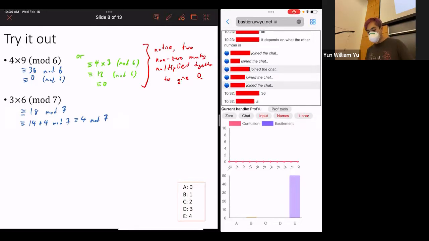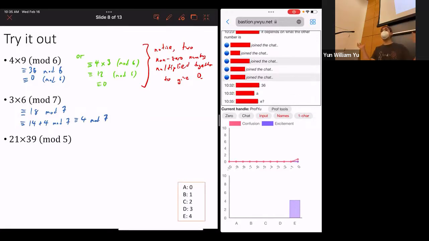Well, let's do something slightly bigger. What about 21 times 39 mod 5? I would suggest that you try doing this without a calculator. You will be allowed to use a calculator on the exam and quiz, but it can be helpful to understand how you do these things without calculators, just to get a better sense of the tricks you can use. Especially since it doesn't count for anything right now. Obviously on the exam, I would recommend that you double check your answer with a calculator.